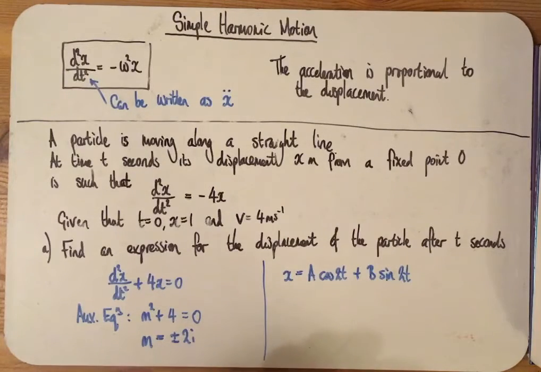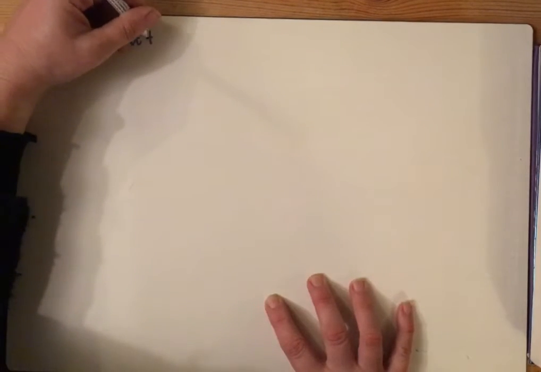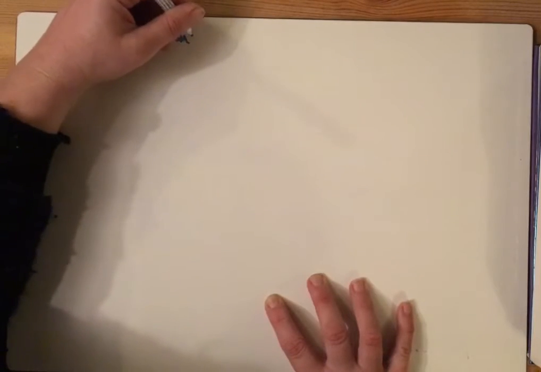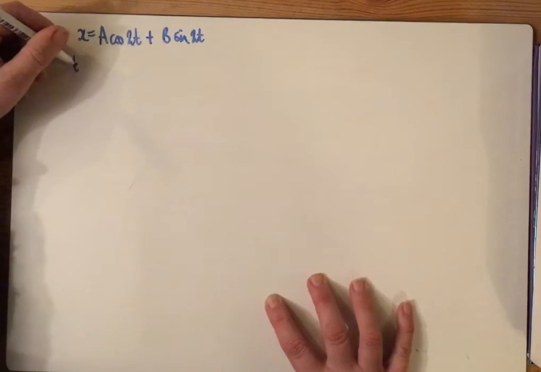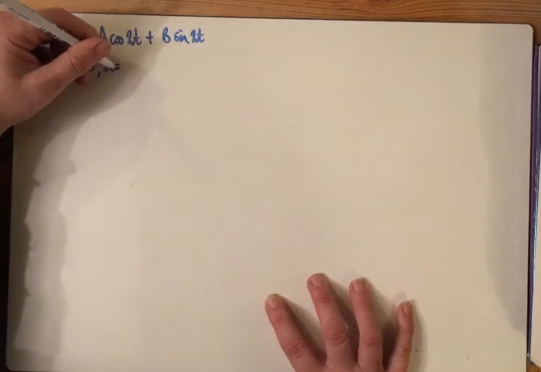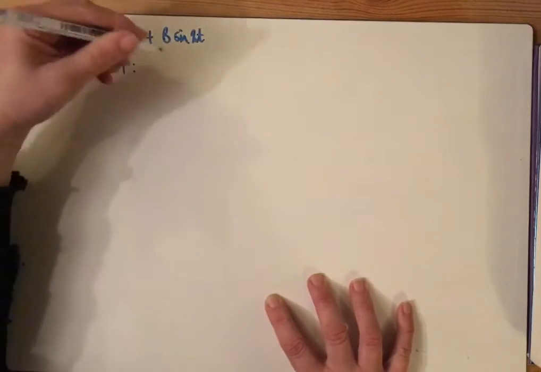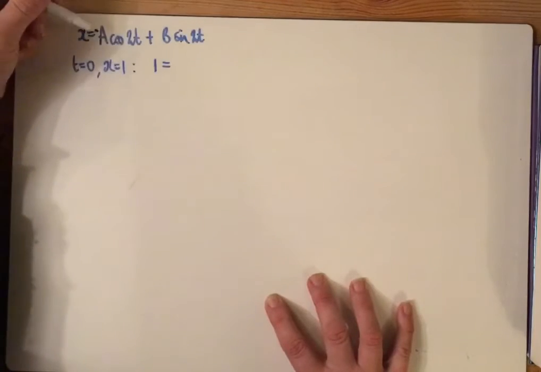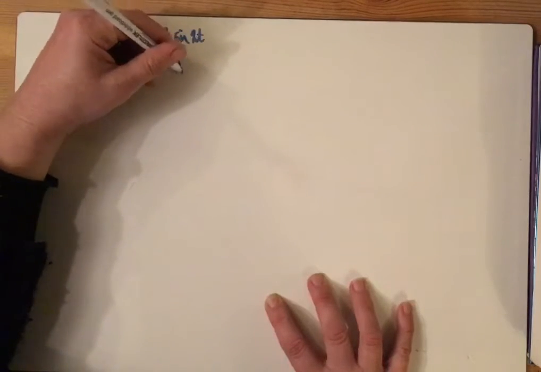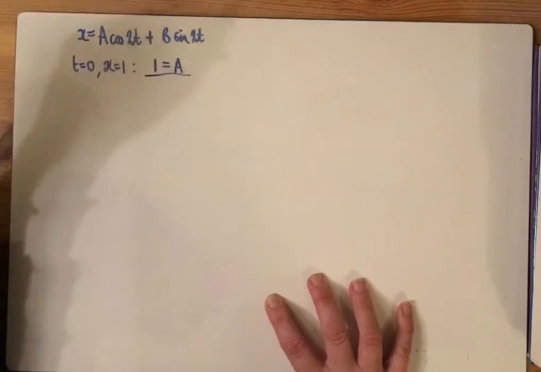And I think I need a new board. We know that when t equals 0, x is equal to 1. Just write it out again. So t equals 0, x equals 1. So this gives 1 is equal to a times 1, so plus 0. So a is equal to 1.